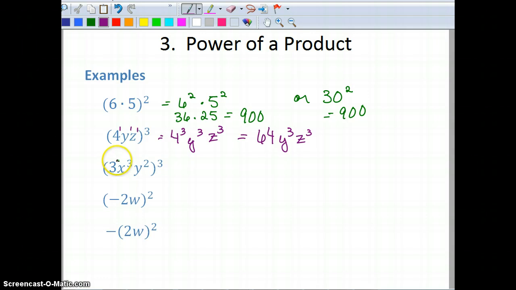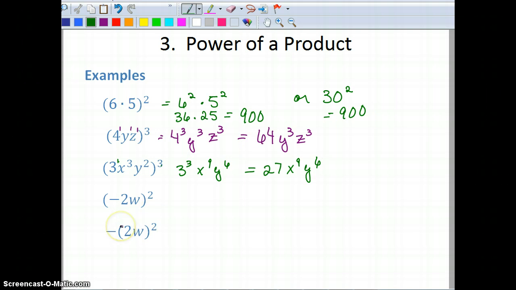Now the next one, this 3 has an exponent of 1. 3 times 1, so I have 3 cubed. X has an exponent of 3. 3 times 3, that gives me 9, so x to the 9th power. y squared, times 3 gives me y to the 6th. 3 cubed is going to give me 27, x to the 9th, y to the 6th.